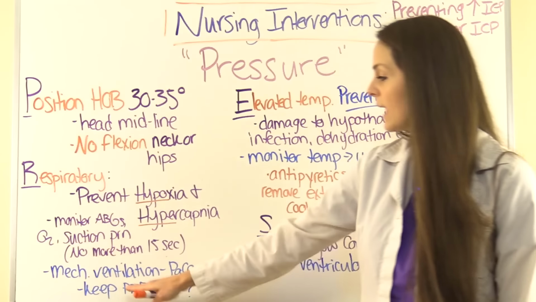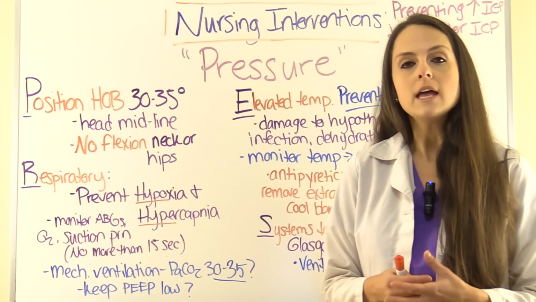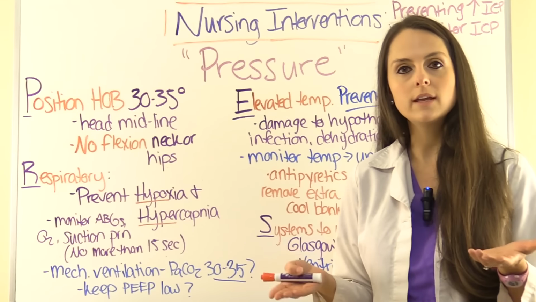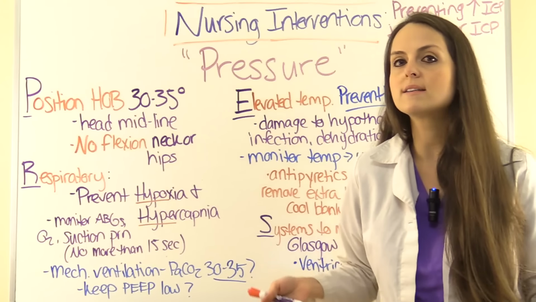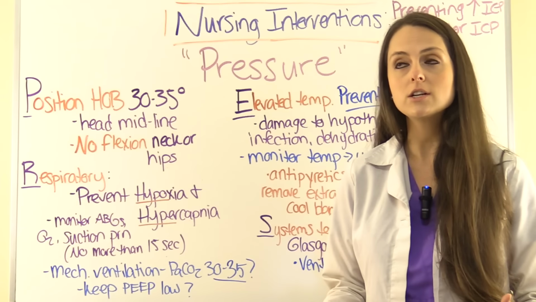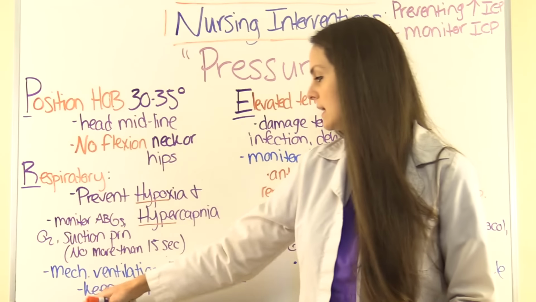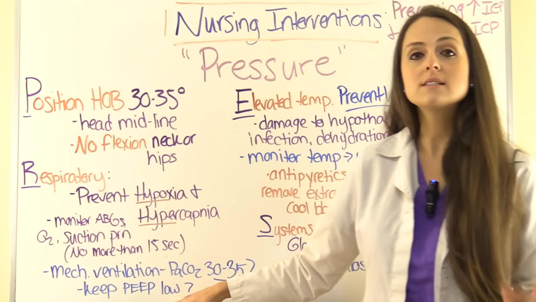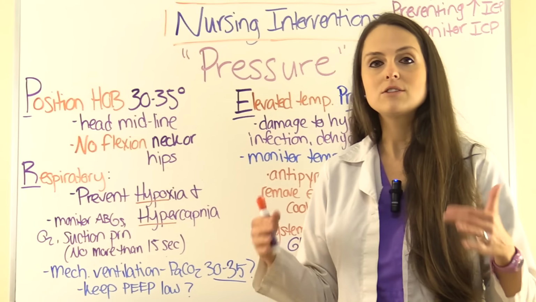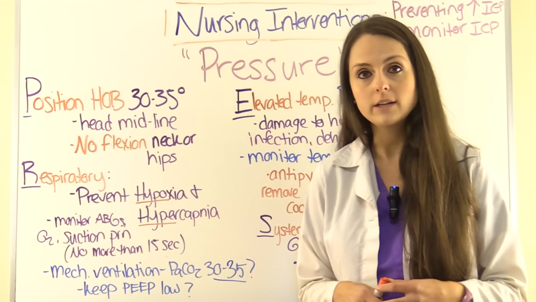And if they are on mechanical ventilation, the PaCO2, the carbon dioxide level, is usually kept between 30 to 35, so lower than the normal limits of 35 to 45. And why is that? Well, when we keep those carbon dioxide levels low, it causes vasoconstriction, which decreases intracranial pressure. And it's important to keep the PEEP, which is the positive end expiratory pressure, as low as it can be, because if it's too high, it can increase intrathoracic pressure, which can increase intracranial pressure.